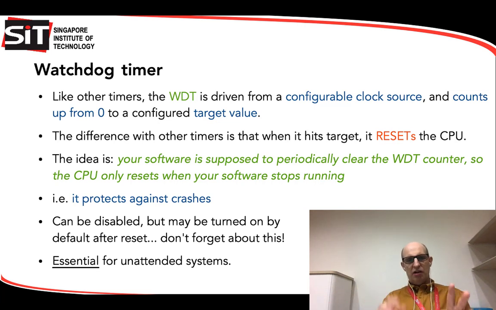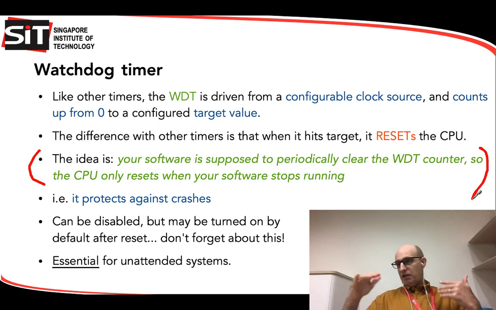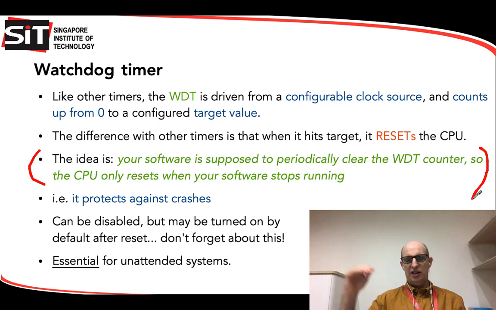And the idea is that your software is supposed to periodically clear the watchdog timer counter. So the watchdog timer goes 0, 1, 2, 3, 4, 5. Periodically, you reset it to 0, so it never reaches the target. The only time it will reach the target is when your code has stopped clearing that watchdog timer. And the only time your code should stop clearing the watchdog timer is when your code has crashed. What that means is if you write code that periodically clears the watchdog timer, all's working great. When your code crashes, the watchdog timer doesn't get cleared. In a very short time, it keeps counting up, hits the maximum, and resets the CPU.